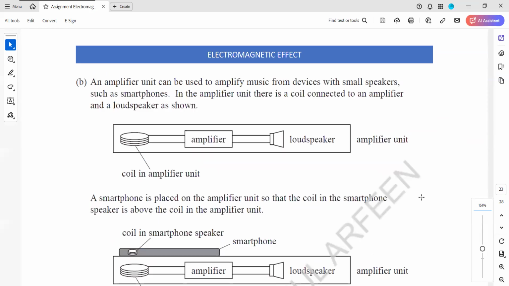In part B, an amplifier unit can be used to amplify the music from a device with a small speaker. So maybe you have seen speakers, even wireless speakers; they can amplify the sound. Like if we want to play something on a mobile, the mobile speaker is very small in size, so it cannot produce a high intensity sound. So we can amplify the sound by connecting a speaker.